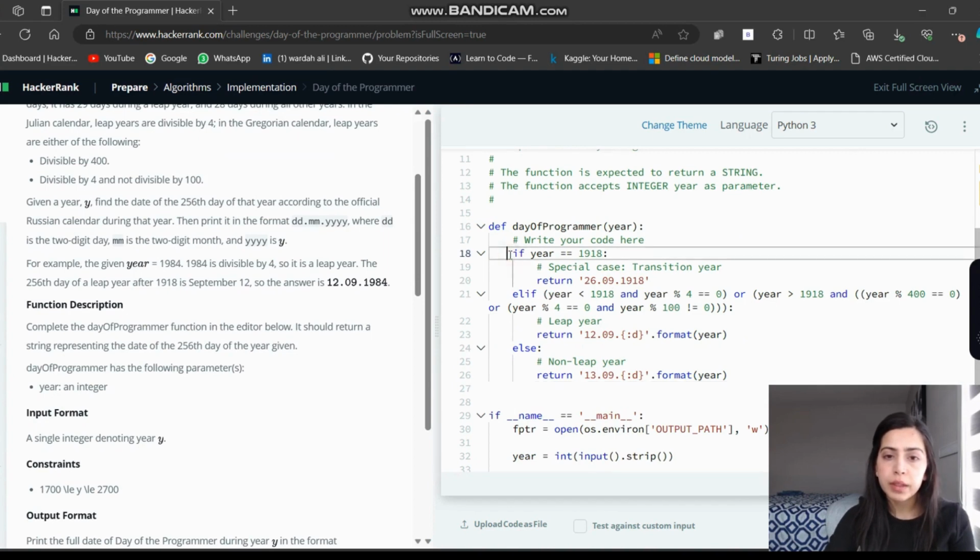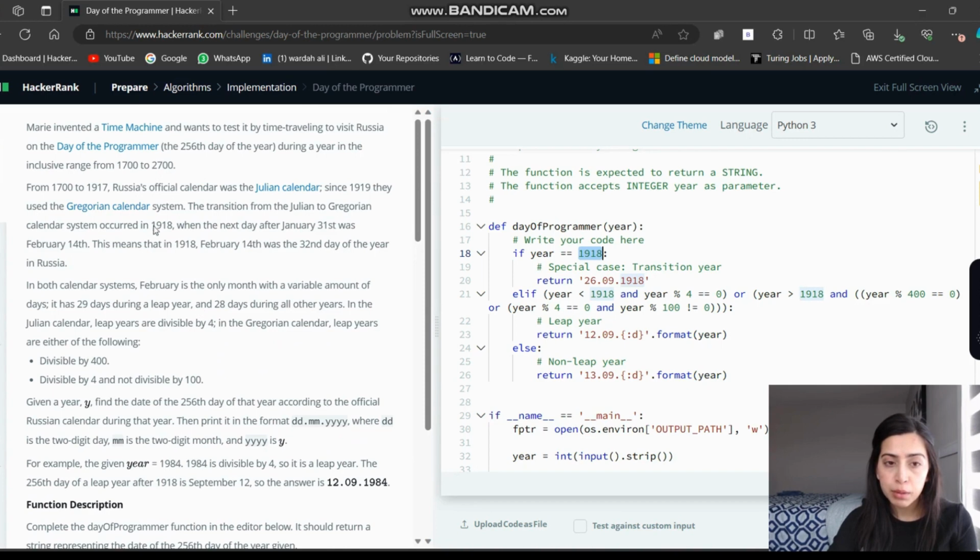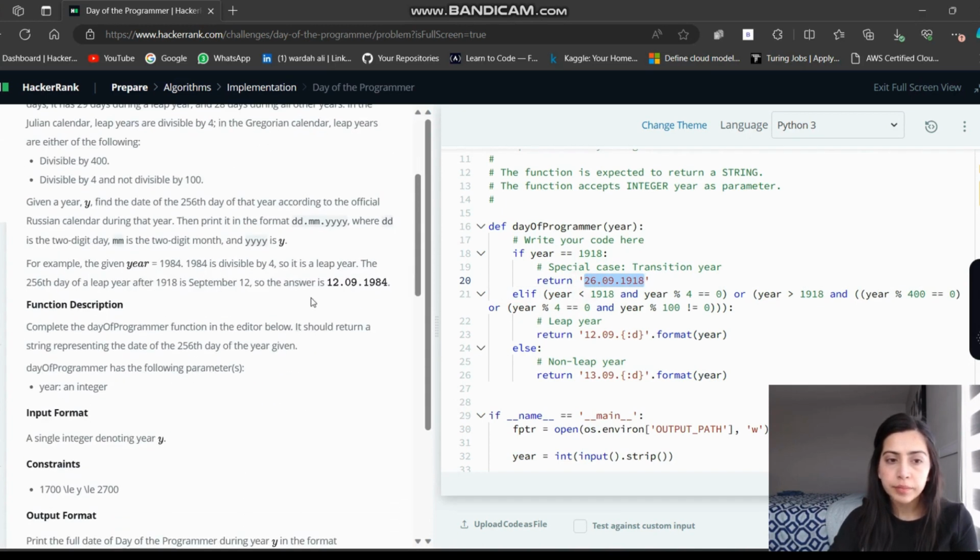Over here, the first if statement is just about the special case transition, as I have commented over here. It is about 1918. As we figured that they had a 14-day gap between the two calendars, their 256th day would be a little bit different than in other years. As in the example, they told us that the 256th day of 1984 would be the 12th of September. So we just added 14 days to this one and we got the 26th of September. So that's how I got this part.